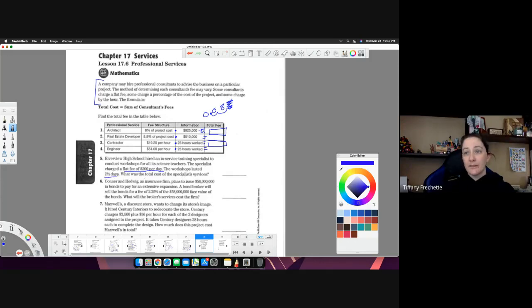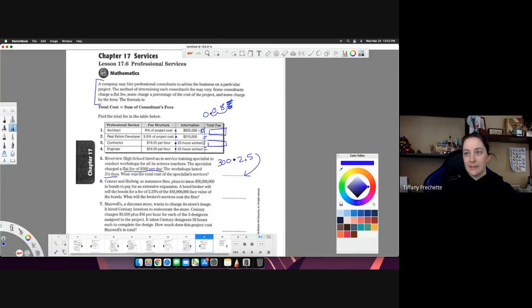What was the total cost of the specialist services? Okay, well, they charged $300 per day, and they worked for 2.5 days. So 2, and instead of writing half, I'm going to write 0.5 because it means half. A little easier to type in your calculator there. And that'll tell you how much they charged. We just have to multiply these 2 amounts.